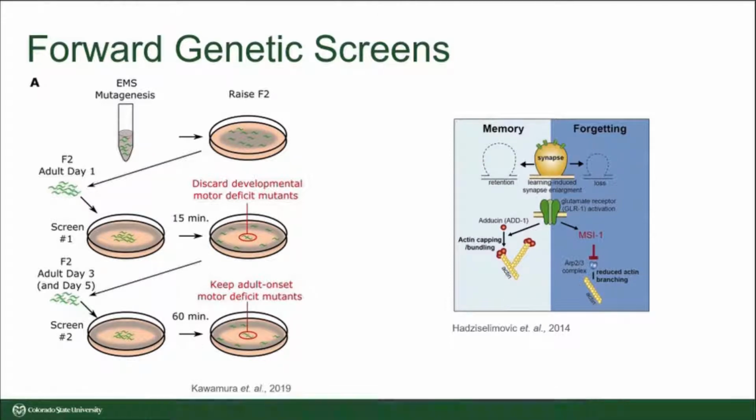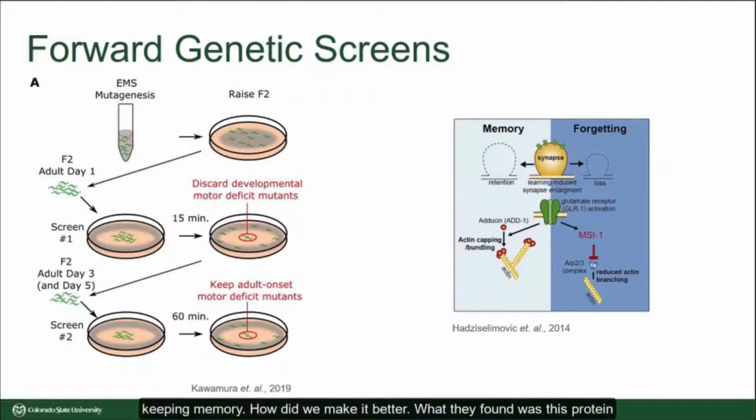And one that I thought would be interesting for this group is this paper that came out in 2014. Again, this is with our collaborators from Switzerland. And many times when we're looking at memory, we like to think of strengthening memory, keeping memory. How do we make it better? Well, actually what they found was this protein called MSI1, which is part of the Musashi family. And they find that it's actually responsible in forgetting memory. That if you have this knocked out, what you have is what they call super memory. The worms remember for extended periods of time.